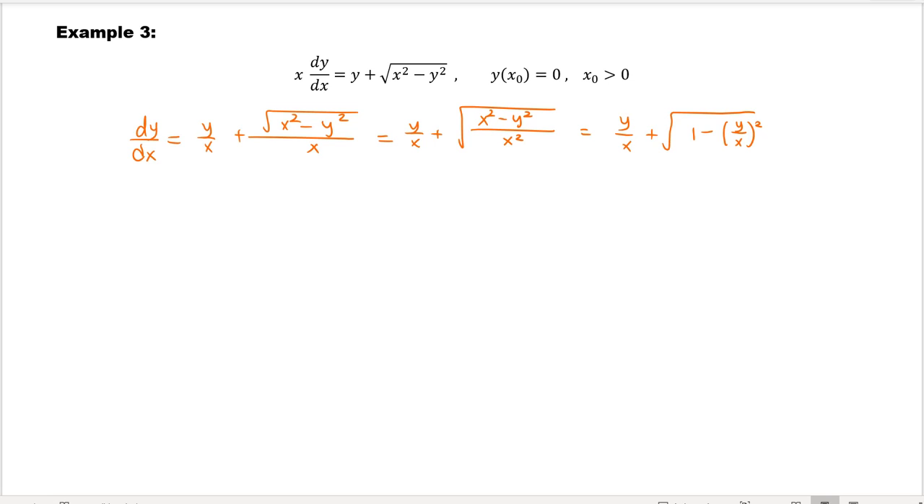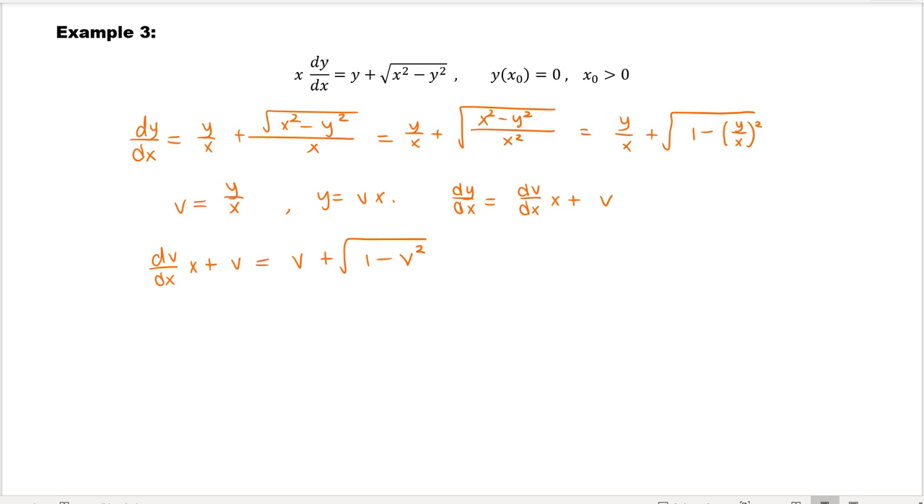Okay, so let's see. We have v equals y over x, and so y equals v times x, and dy/dx equals dv/dx times x plus v, since the derivative of x is 1. Okay, so put this into the ODE. Then the left-hand side is dv/dx times x plus v. The right-hand side we have v plus the square root of 1 minus v squared.